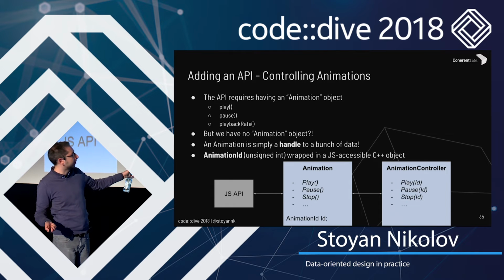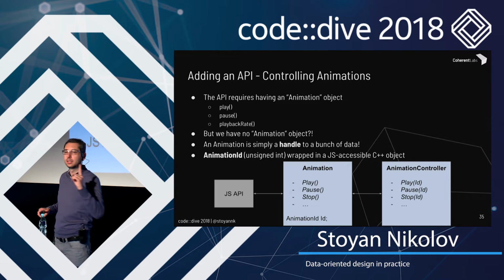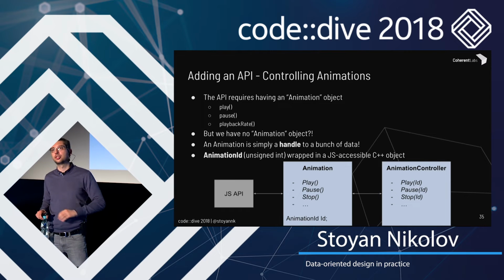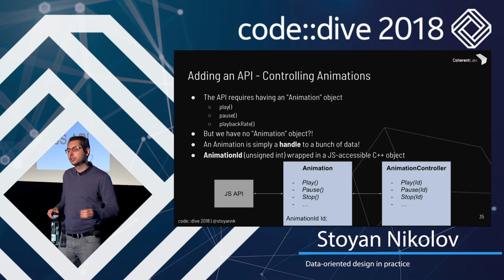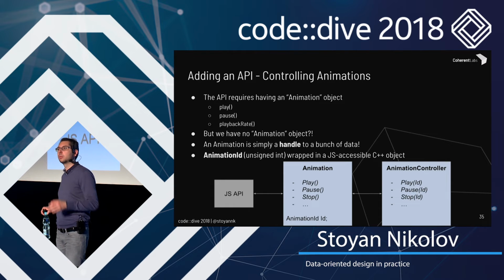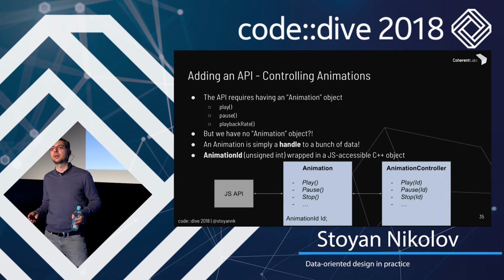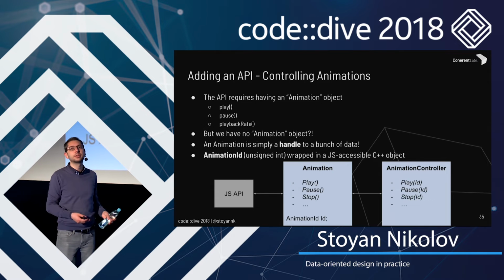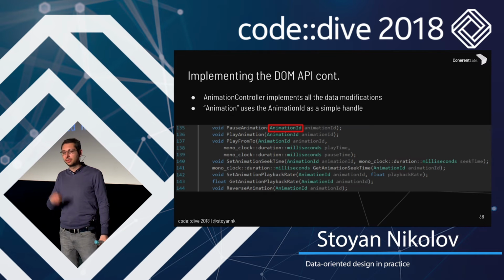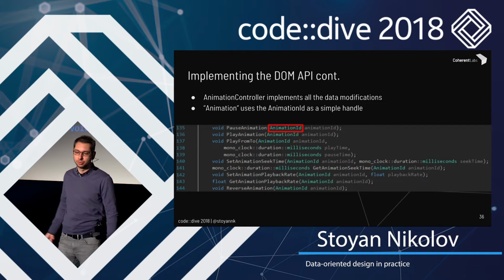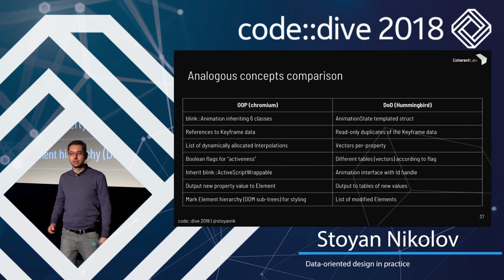And here what is not visible, because the slide is a bit cut off, is that it has just one piece of data. There's an animation ID, which is just a dumb handle that the animation object has, and it's used as an identifier from the controller to know what data to modify. And this decouples again the lifetime of our operations, because it's no longer a pointer, it's just a simple ID. And the DOM API in the controller is very simple. It takes the ID and does whatever it needs to do.